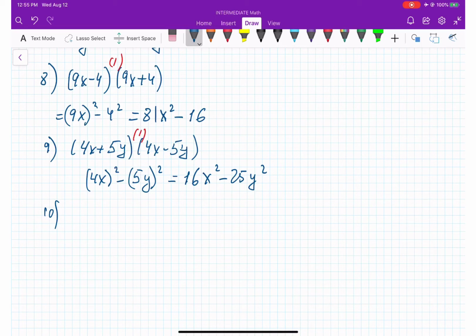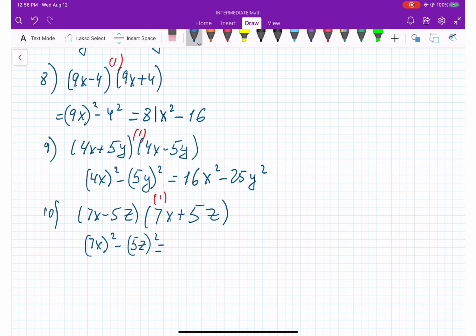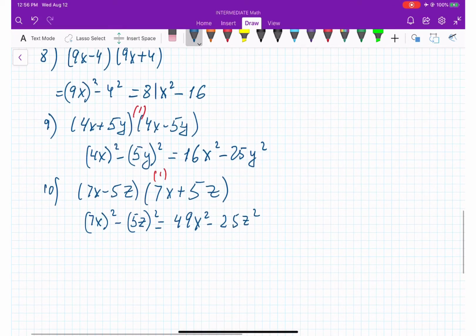All right, question number 10. 7x minus 5z times 7x plus 5z. Again, applying formula 1, a squared minus b squared. So 7x squared minus 5z squared. So it's going to be 49x squared minus 25z squared. All right.